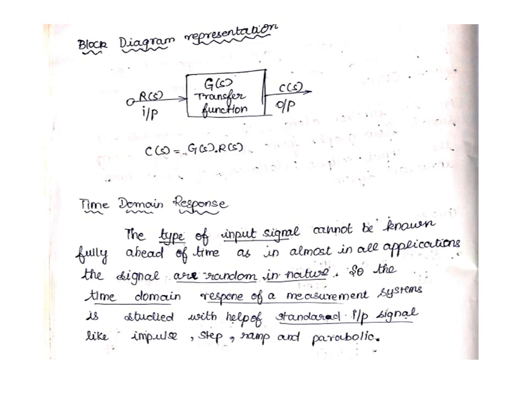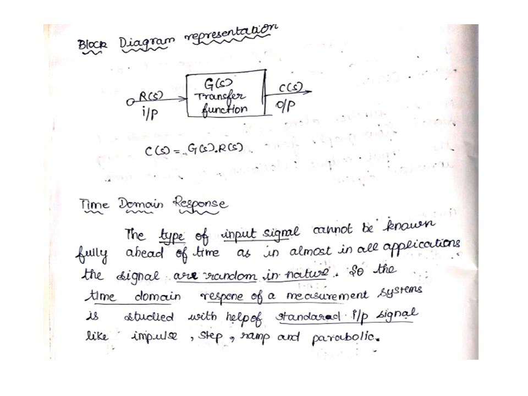then the block diagram representation: output is c of s and input is r of s, and g of s is the transfer function. We know that g of s is output divided by input, then output is required, in the sense c of s equal to g of s into r of s.